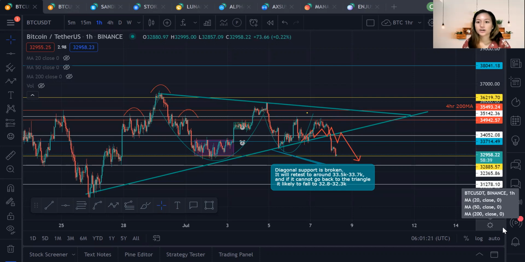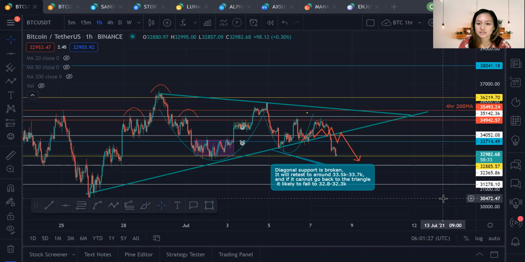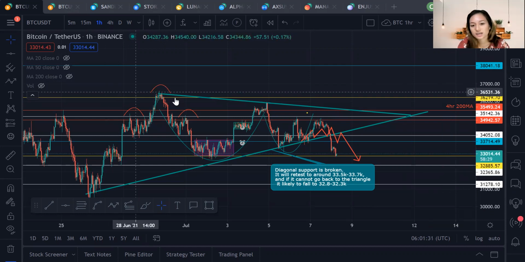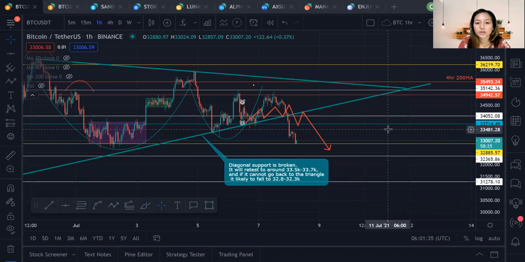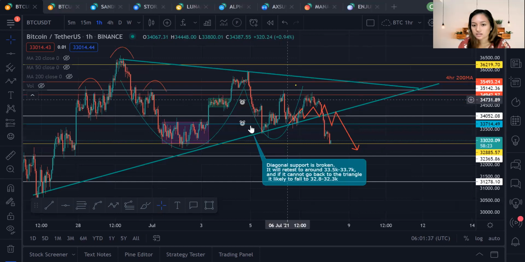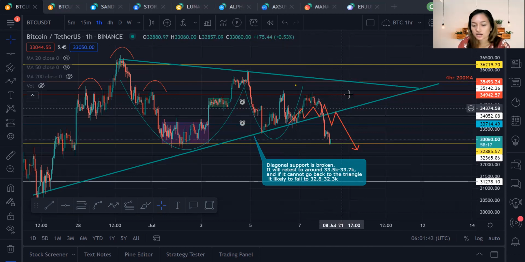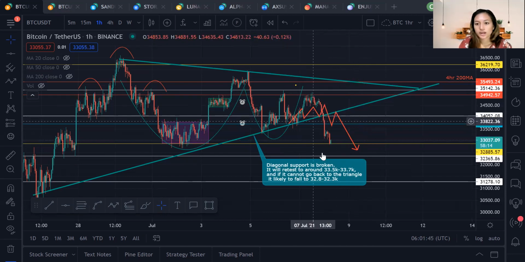Let's dive in with the Bitcoin chart. Okay, so we talked about this scenario already in my past videos. We talked about this bearish scenario in this triangle. So as we can see right now, we broke down from this triangle. I told you that if this keeps hitting this diagonal support, it will break down. So that is really what happened.